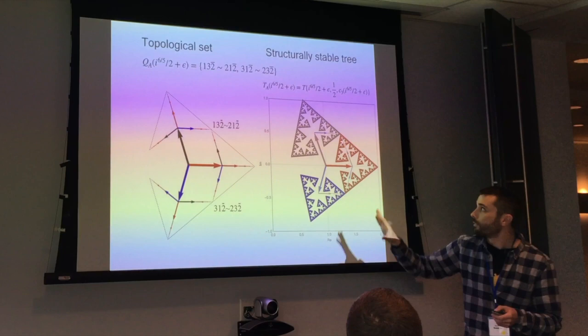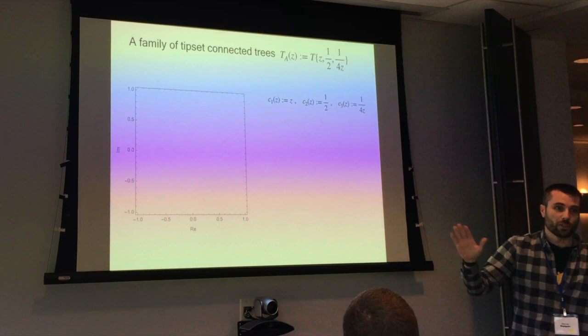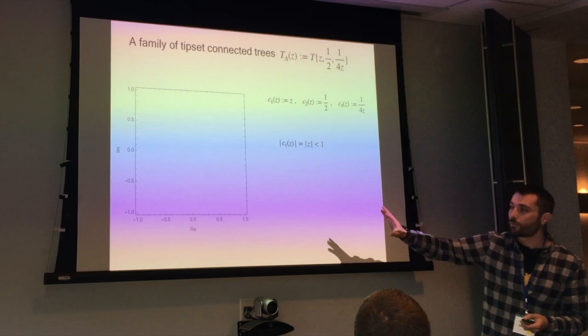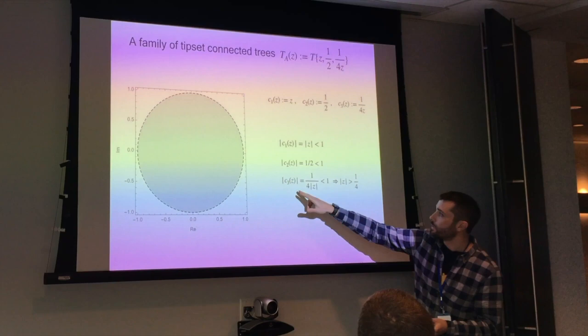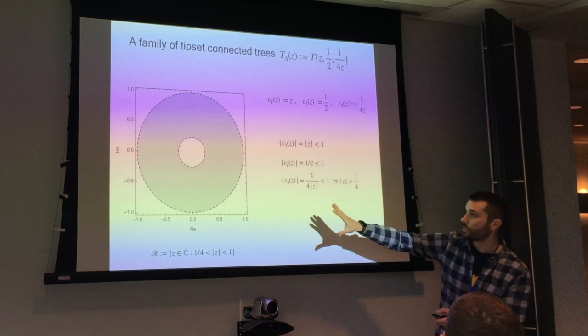So what I was trying to study about these families is when this structural stability is lost. The parameter space we are dealing with for this family is contained in the unit disk, but because we want all the branches to be contractive, C3 is contractive only if Z is bigger than 1/4. So we are constrained to this annulus for this family.